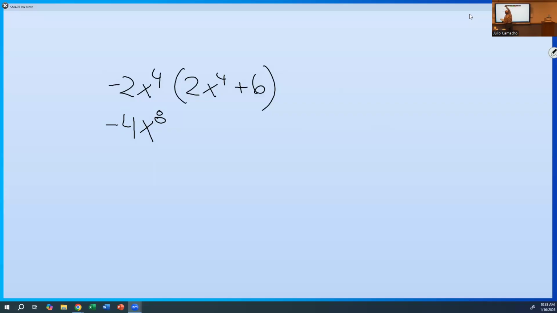And then you multiply the same -2x to the 4th power by 6. Multiply the numerical part. -2 times +6 is -12. And then you copy your x to the 4, and that is the end.